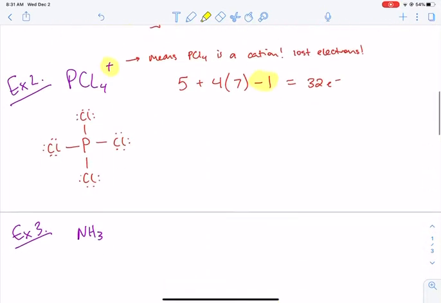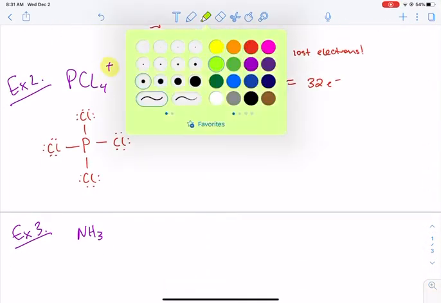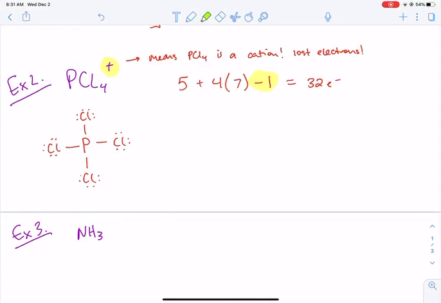And you're like, Mr. Hicks, what do you mean by needs 8? I don't get what you're saying. So let's look at this phosphorus in the center. How many electrons does it have access to? That means you have to look at how many electrons it is connected to. It's connected to this bond, this bond, this bond, and that bond. Each bond has 2 electrons. So this is 2 electrons, 2 electrons, 2 electrons, and 2 electrons.